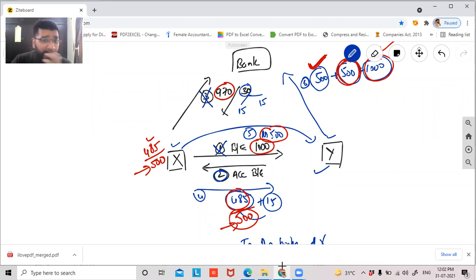Then what will happen? After X is receiving the money, he is making the payment to Y. He's making the payment of 485. Half of the proceeds is remitted to Y. So now this is a transaction which is happening between X and Y.